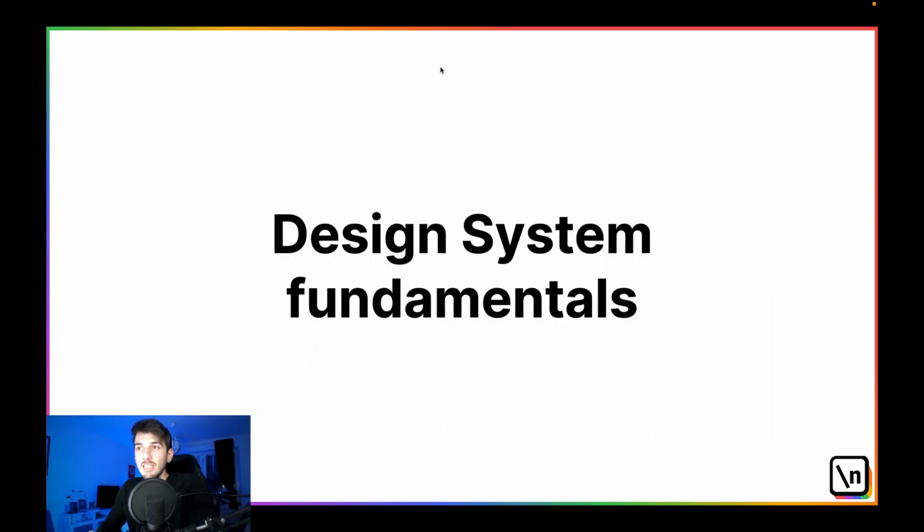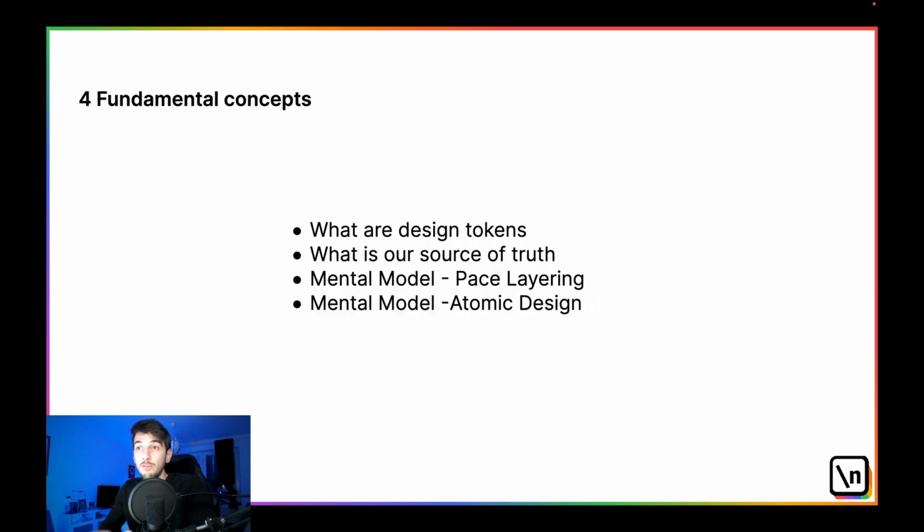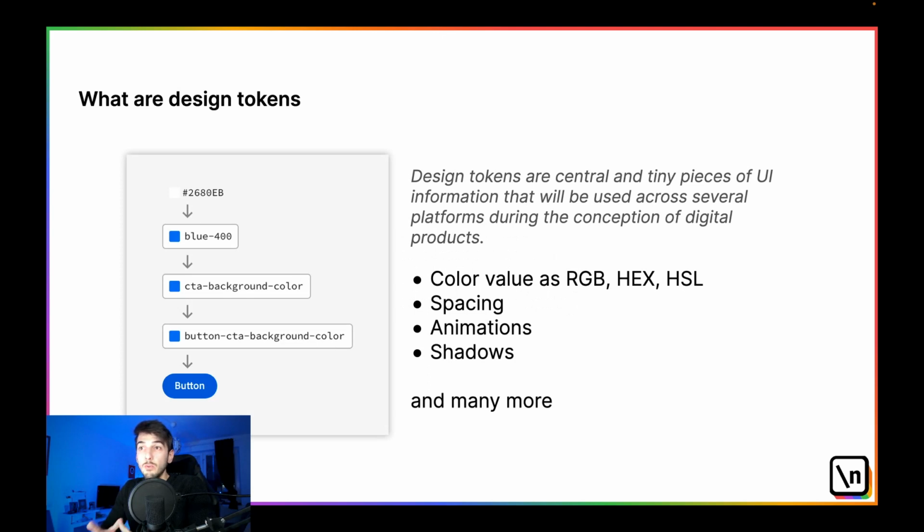So now let's lay down the fundamental concepts of a design system. The four fundamental concepts we need to know before we move forward include: what are design tokens, what is our source of truth, and two meta models I really like working with: the pace layering and atomic design. So let's start with design tokens.